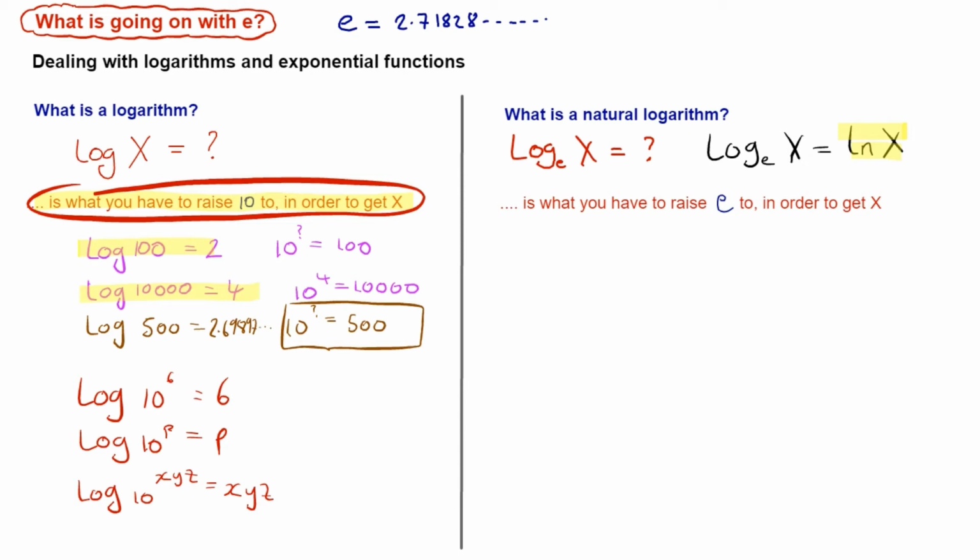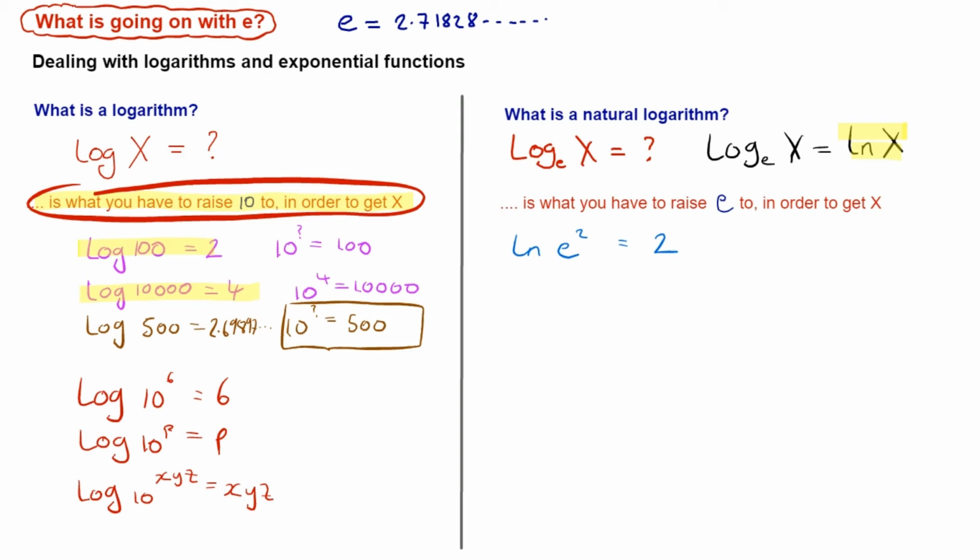So we can start to look at some similar types of examples. The natural log, or the ln, of e to the 2 is what we have to raise e to, to get e to the 2. In the same way that we had to raise 10 to the 6 to get 10 to the 6, we have to raise e to the 2 to get e to the 2. So hopefully you can see that the natural log of e to the 2 is going to be 2.